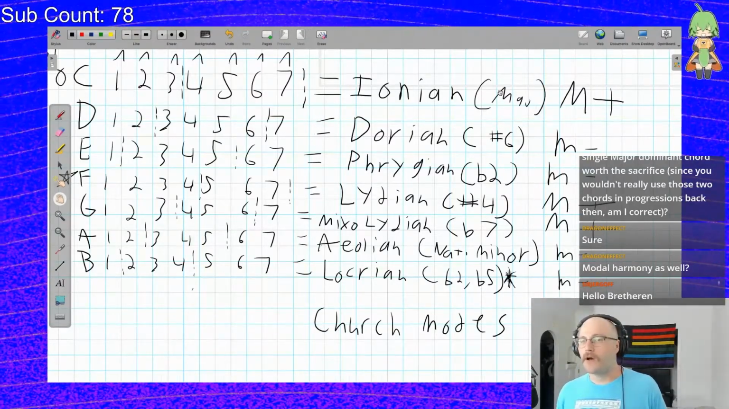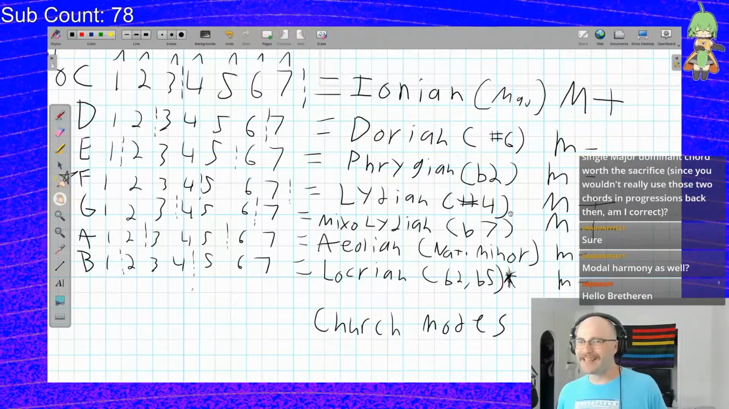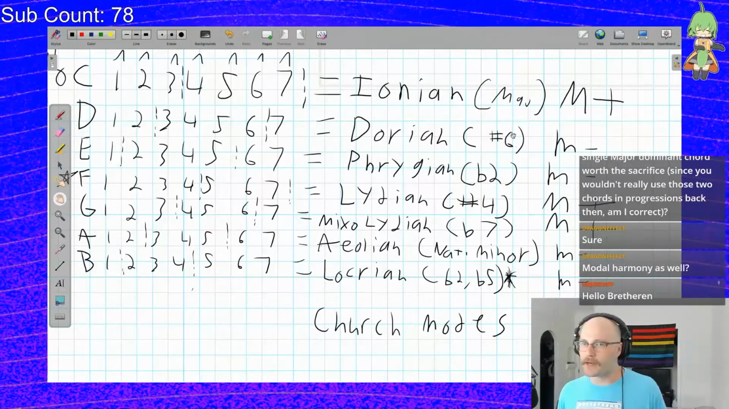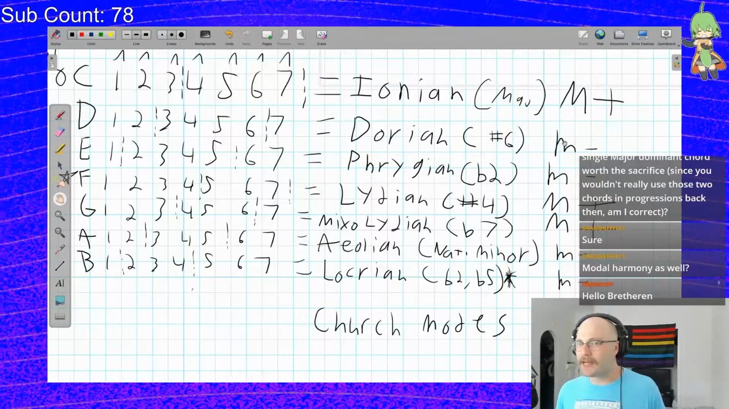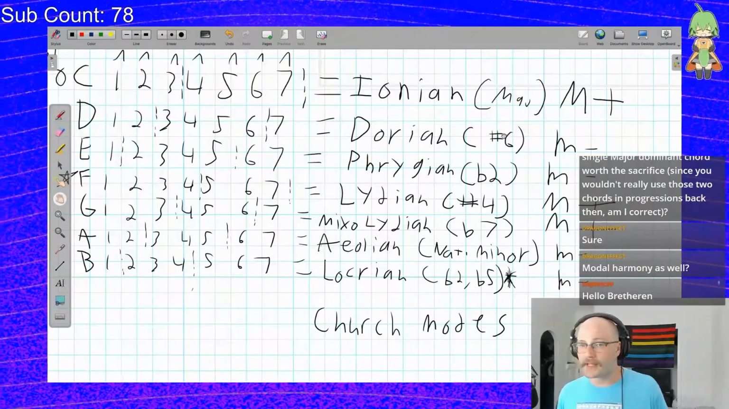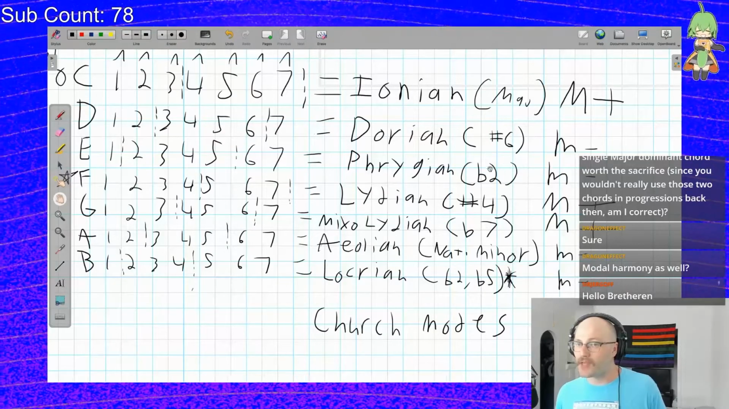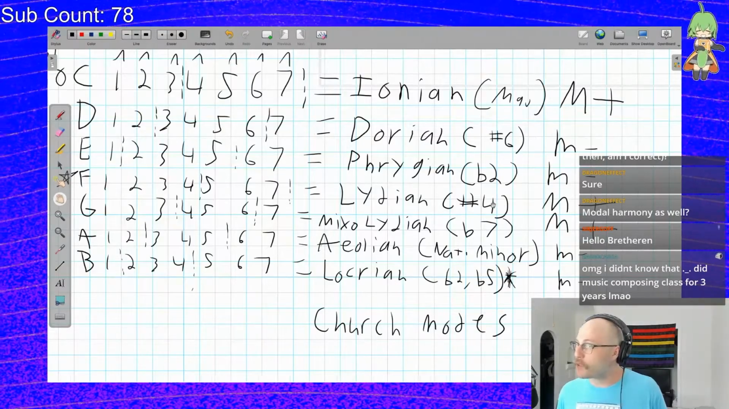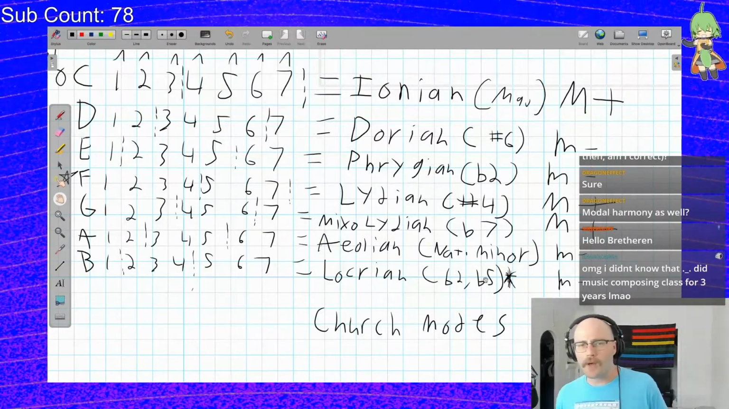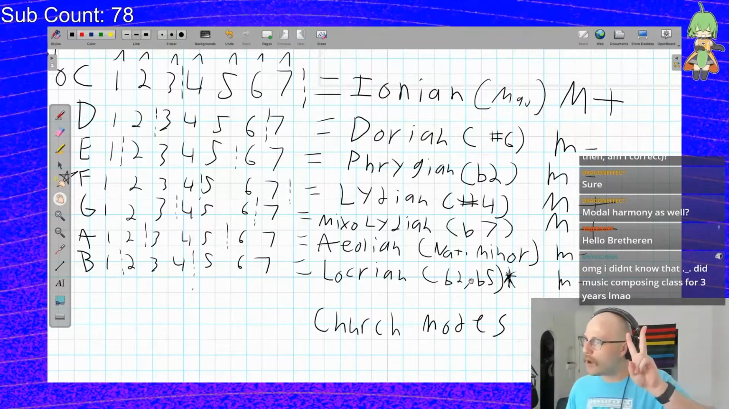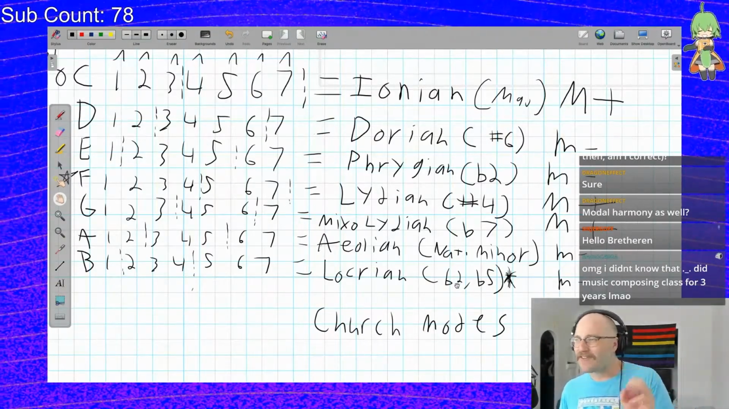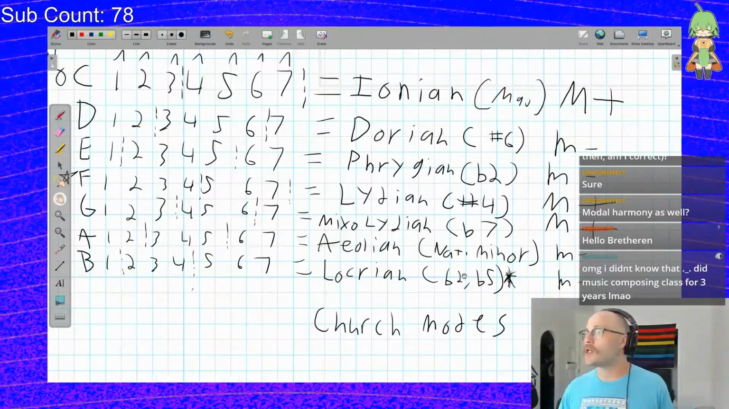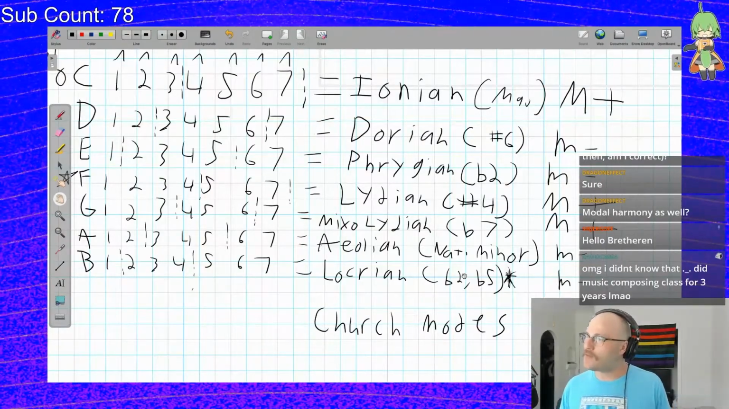If you notice, all of these modes exist as some single note deviation from major or minor. Dorian is the same as natural minor with a sharp or augmented sixth. Phrygian is the same as minor with a diminished or flat two. Lydian is major with an augmented or sharp four, and so on. However, Locrian has two altered notes. It has a flat two and a flat five. This is considered the most unstable of the modes.